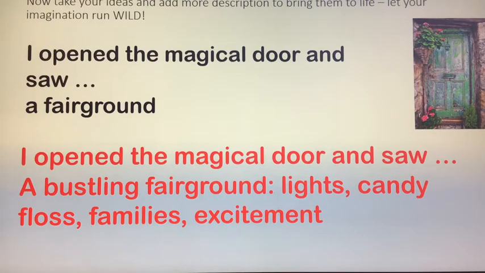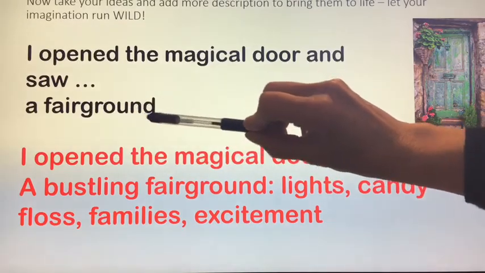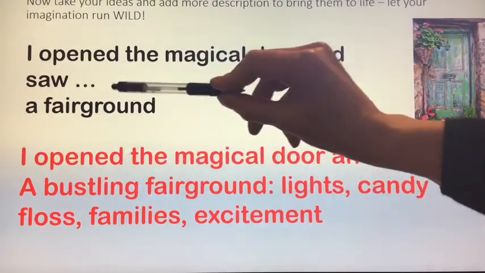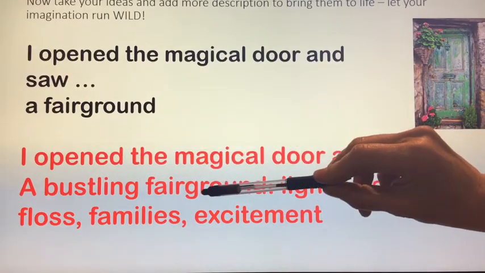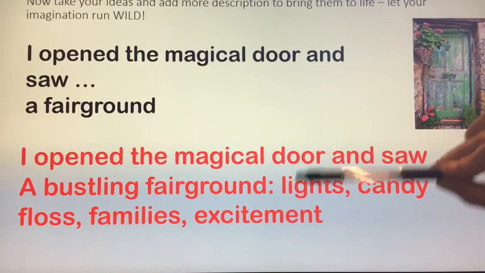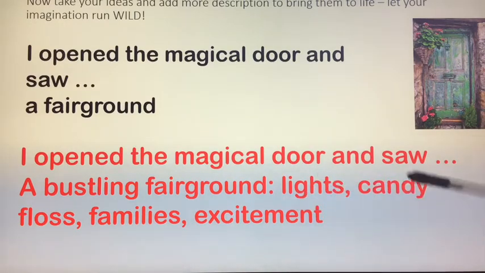Now, in all of these examples, what I've done is I've taken the original idea and I've slotted in an adjective before it. A fairground becomes a bustling fairground. Then after the noun, I've added some sort of description. My description in this example is purely a list of things I saw.